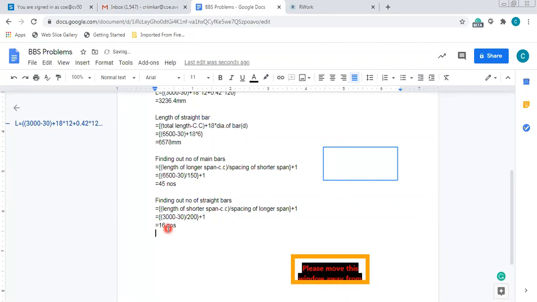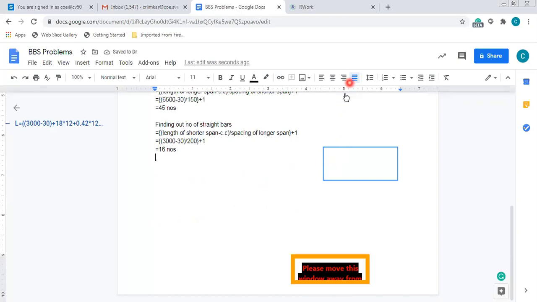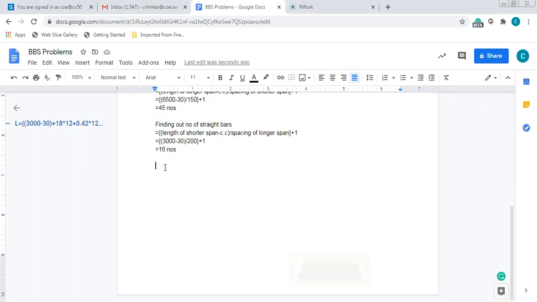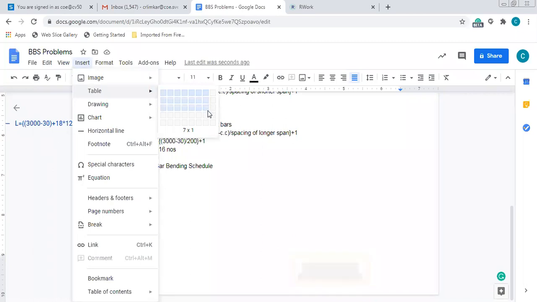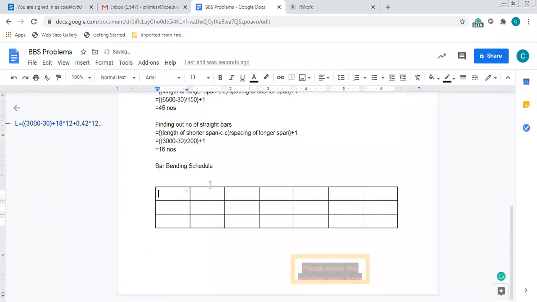After finding this out, our next step is to prepare the bar bending schedule. You have to give the title like this: bar bending schedule. In that you have to insert a table; I will draw the table for you so that you have some idea. How many rows: 1 2 3 4 5 6 7. Okay, 7 by 3. You have to draw the table with me, and this is the standard format.